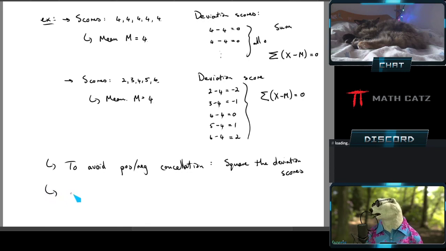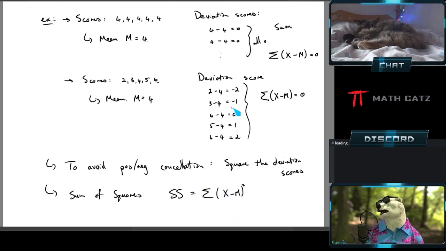So I'll then call it the sum of squares, SS, which will be the sum, that's my sigma, of the deviation scores squared. Because if I take any number, negative or positive, and I square it, it'll be positive. So now anything that doesn't sit directly on the mean will contribute to the sum of squares, and no cancellation is going to happen. I really only had two options here. I could make an absolute value, turning everything positive, or I can square it.